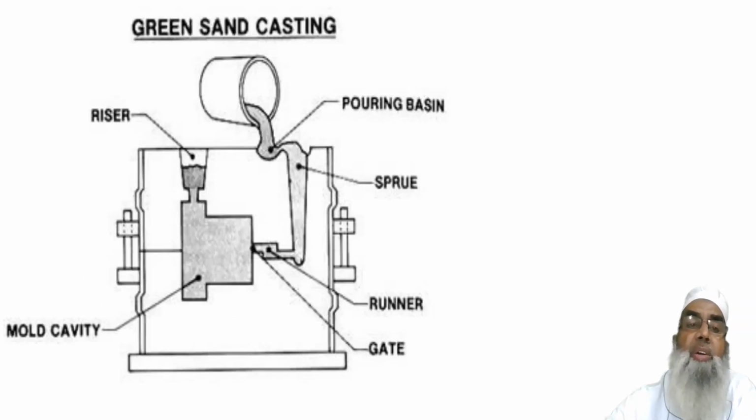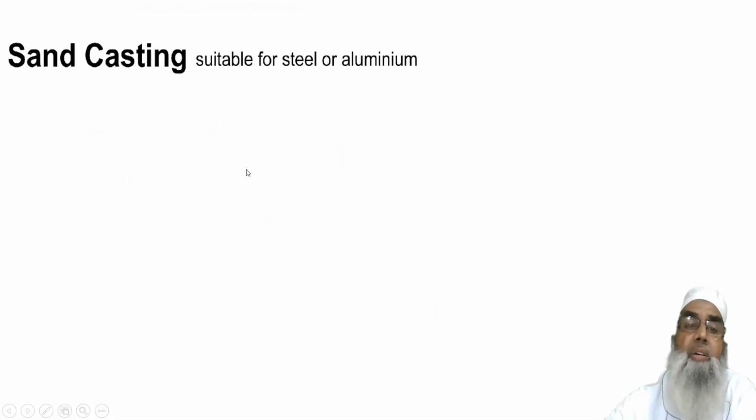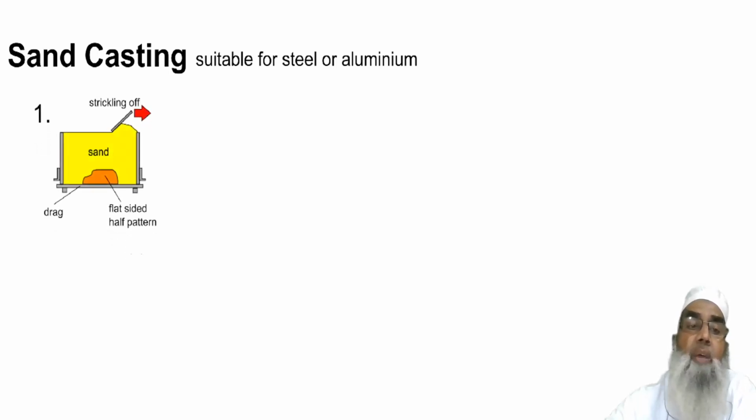This is a common old process having a cope and drag mold and a pouring technique. After having the mold cavity, we pour in the molten metal. Though the moisture content remains there, we use a sand mold. Sand casting is suitable for steel or aluminum.